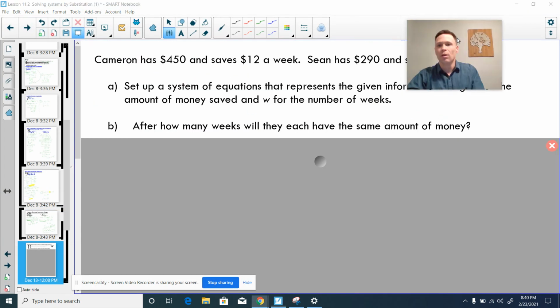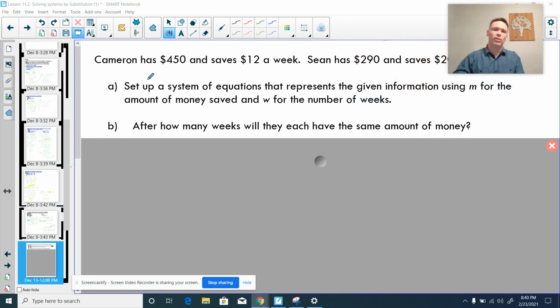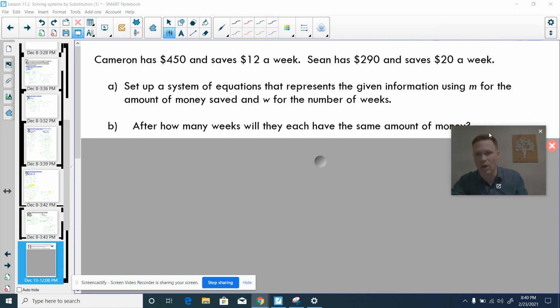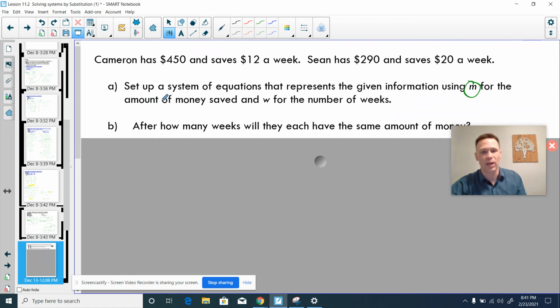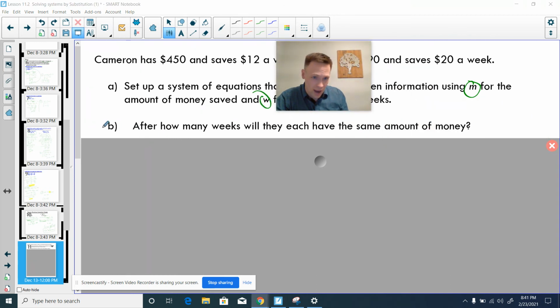Last problem. This is the beginning problem that we skipped because we knew we'd talk about it at the end. Cameron has $450 and saves $12 a week. Sean has $290 and saves $20 a week. Set up a system of equations that represents the situation, using M for the amount of money that they're going to save and W for the number of weeks it's going to take them. Then we're going to solve that system and find out after how many weeks they will have the same amount of money.